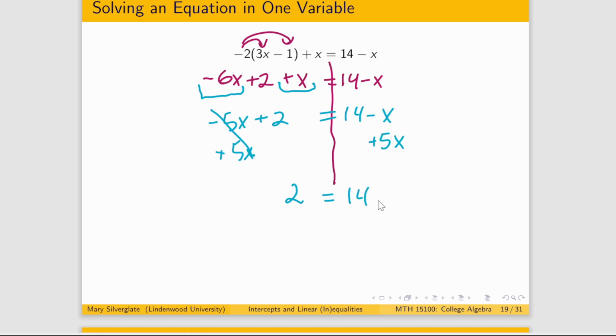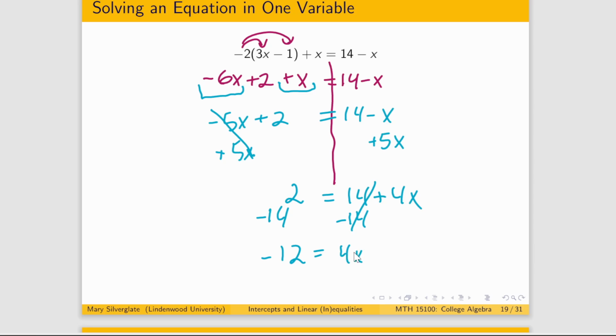Negative 1x plus 5x is positive 4x. Now I want to undo any addition or subtraction. Right now this 14 is being added to my 4x, so I want to undo adding positive 14 by subtracting positive 14. That cancels out to make 0. I'm left with negative 12 is equal to positive 4x.